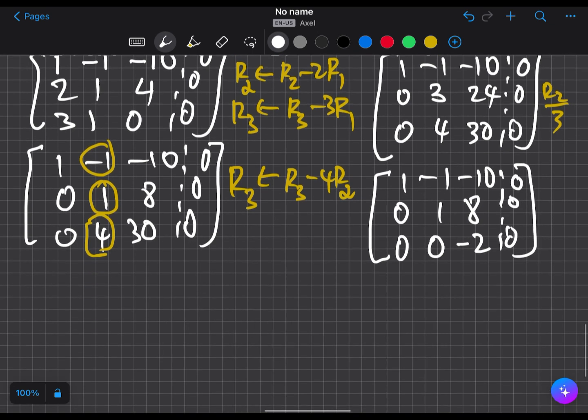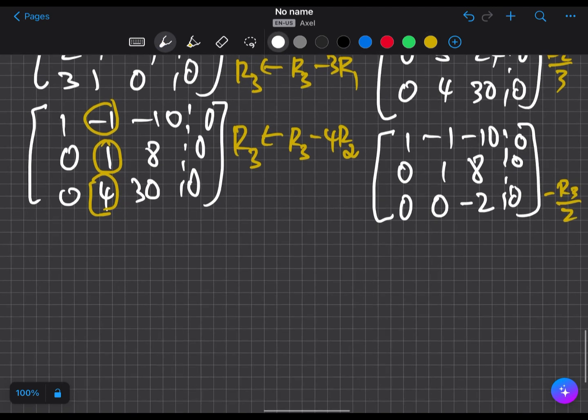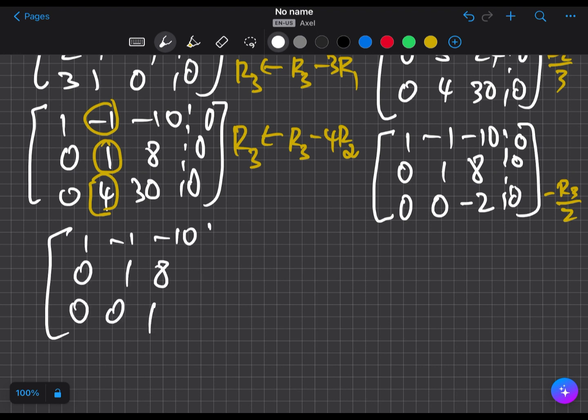Okay. So for the sake of time, I can still just divide R3 by -2, and this will give me 1, -1, then 0, 1, 8, 0, 0, 1, and 0, 0, 0. So from here we can already see that I have my leading entries, and from the third equation, I can see that alpha3 will be 0, and if alpha3 is 0, I will have also alpha2 equal to 0, and then I will have also alpha1 be 0.